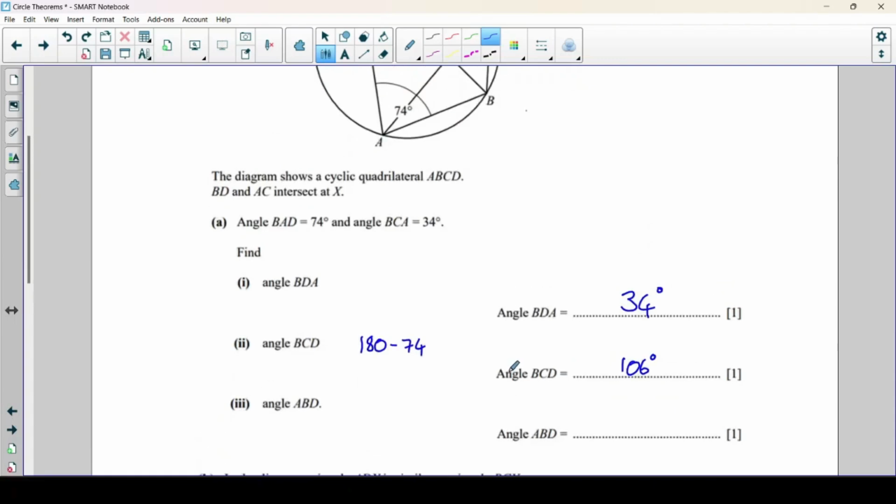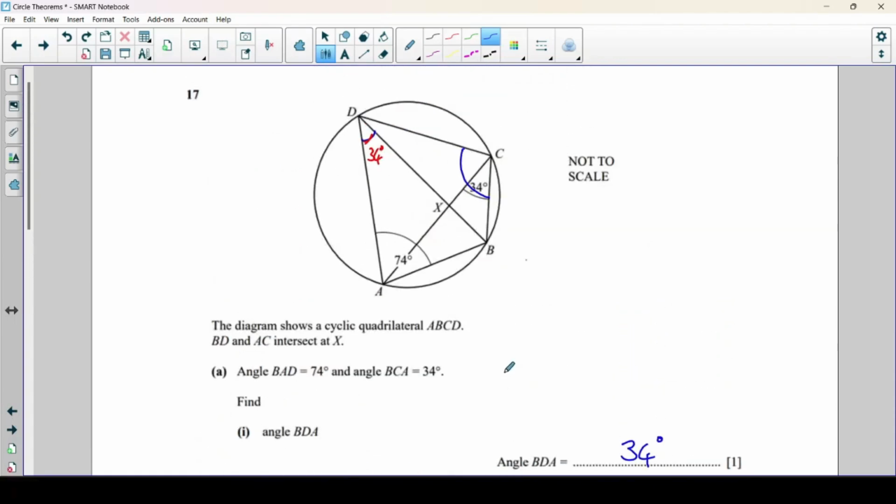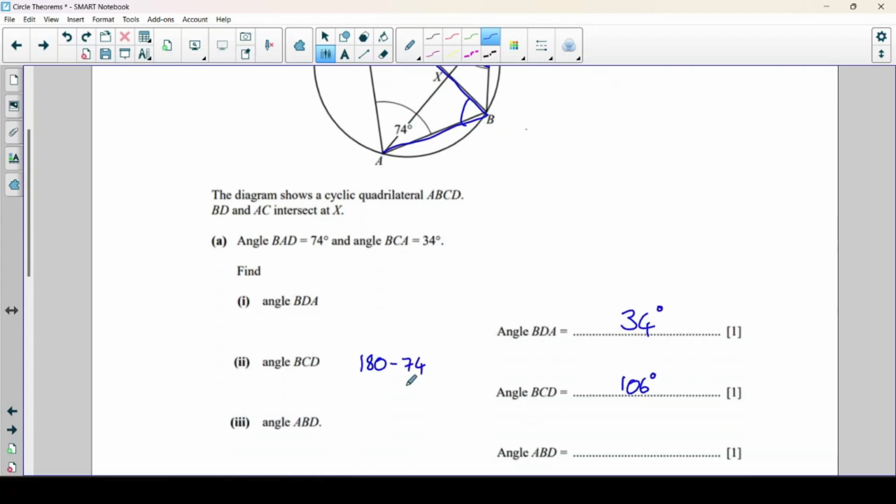And then in ABD, that's this angle here. I think here we're just going to use angles in a triangle add up to 180 degrees. So I'm going to do 74 add 34, and subtract from 180. 74 add 34 is 108. Subtract that from 180, and we get 72 degrees.